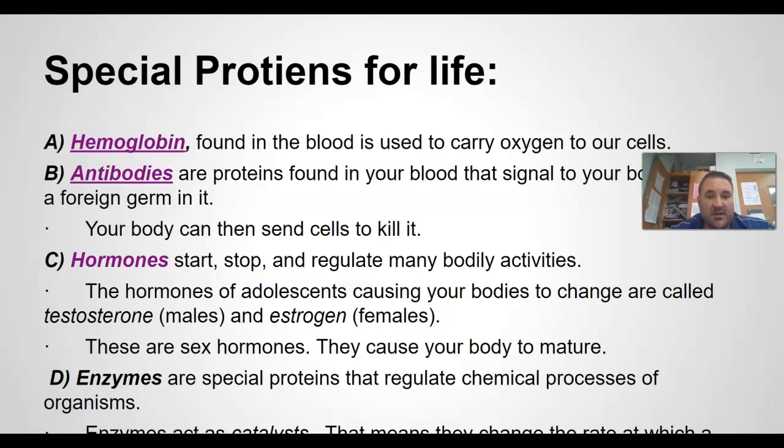You can have antibodies, which actually work, like, say you get a cold, they are sort of like tattletales that say, hey, this virus isn't supposed to be here, and it triggers other cells to come and kill it.